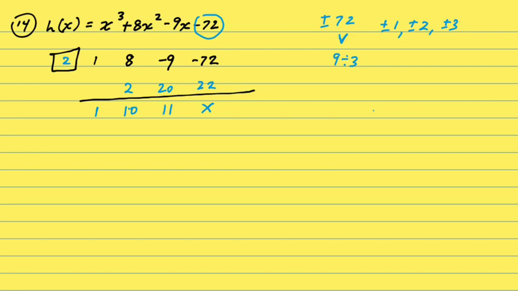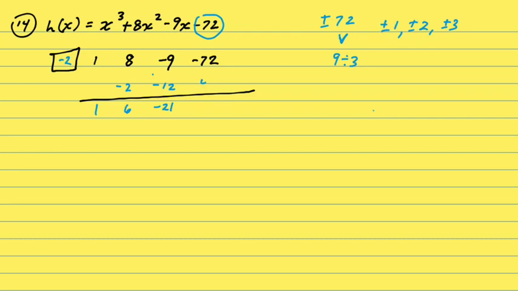So now I'm going to try negative 2. You'll get this process down, the process of synthetic division, after you do enough of these. Bring the 1 down, multiply, negative 2. Add would be 6. Multiply is negative 12, I believe. Add is negative 21. Multiply is 42. When I add, that won't give me 0 either. So 1 and 2 I've exhausted.